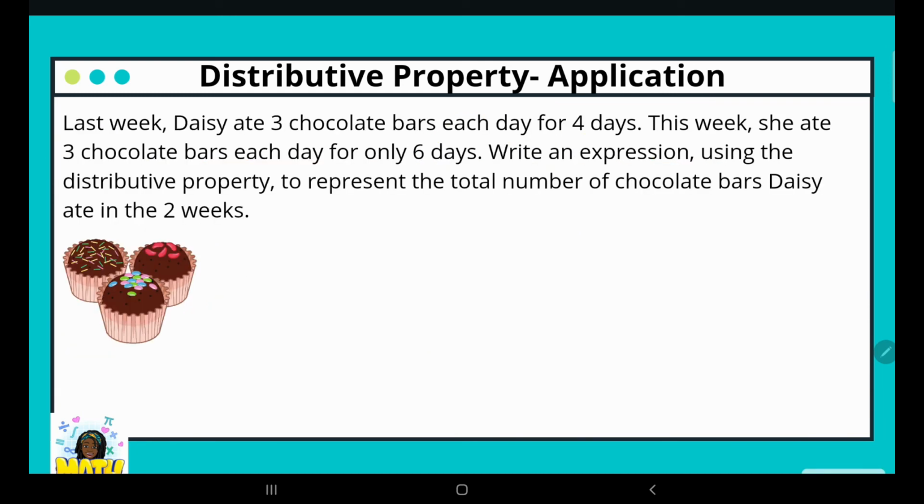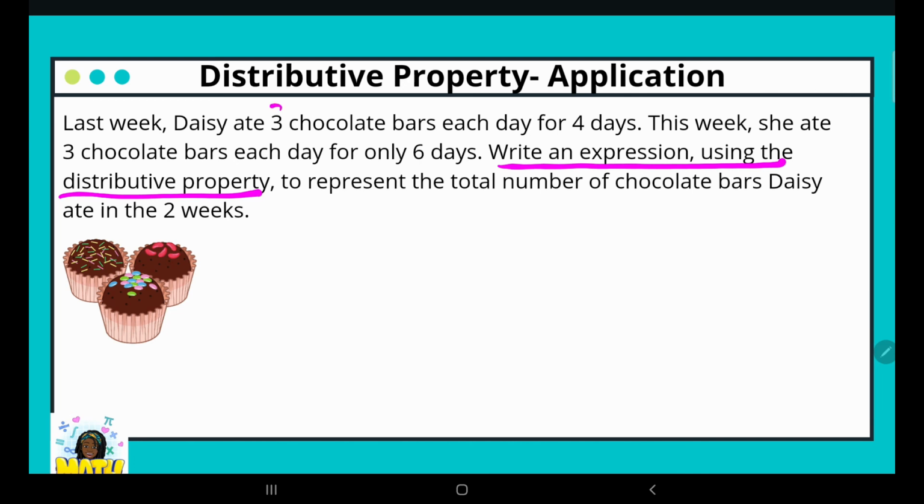All right, our last question. Last week, Daisy ate 3 chocolate bars each day for 4 days. This week, she ate 3 chocolate bars each day for 6 days. Write an expression using the distributive property to represent the total number of chocolate bars Daisy ate in 2 weeks. So here we are told explicitly that you should use the distributive property. So that's really important, okay?